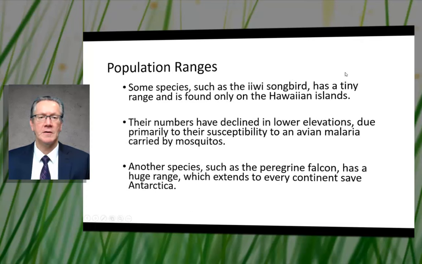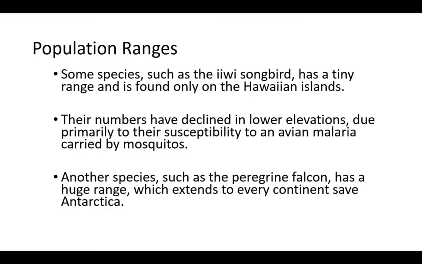Population ranges. Some species, such as the iwi songbird of Hawaii, have a tiny range and are found only on the Hawaiian Islands. Their numbers have declined in lower elevations, due primarily to the susceptibility to avian malaria, which is carried by mosquitoes. Another species, such as the peregrine falcon, has a huge range, which extends to every continent save Antarctica.